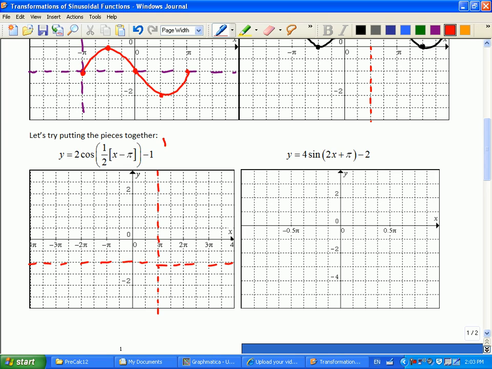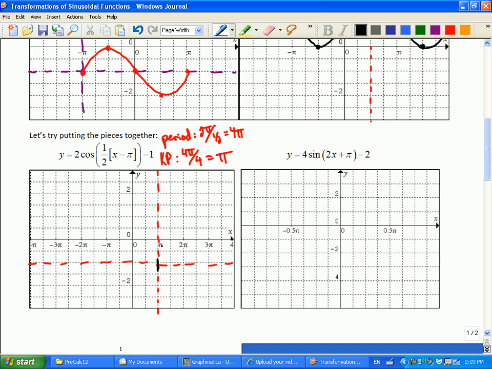This graph has a period of 2 pi over 1/2, which is 4 pi. You can also think about it as 2 pi, and it has a horizontal stretch factor of 2. So now I have a period of 4 pi. My key points are going to be every 4 pi divided by 4. So every pi units, I'll find a key point. So here's where they are then.